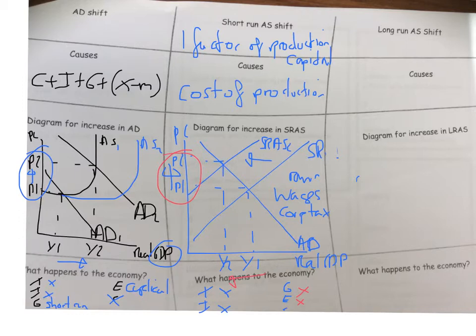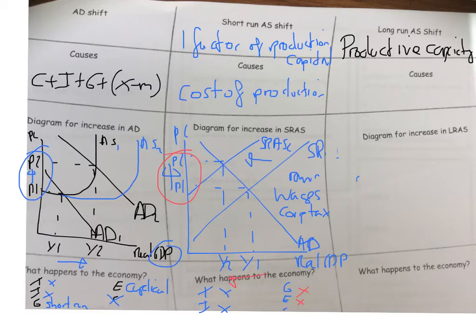Right, third bit, long-run AS. And I'm assuming some of you have already quit the video, you're thinking, this man's boring, but just push on for this final bit. Right, a long-run AS shift means the productive capacity of the economy has increased.